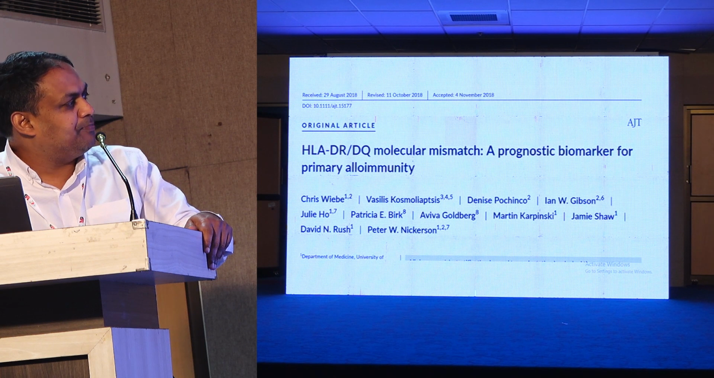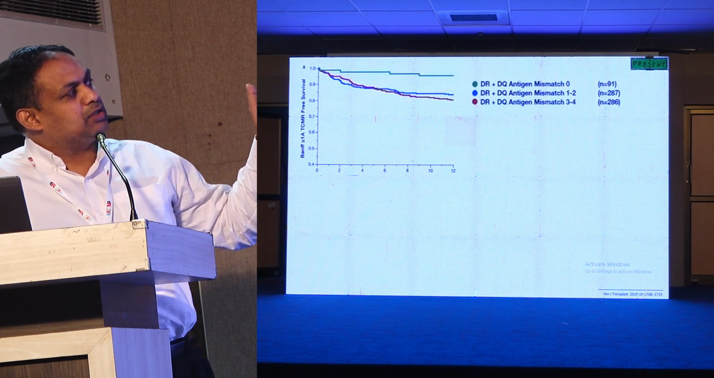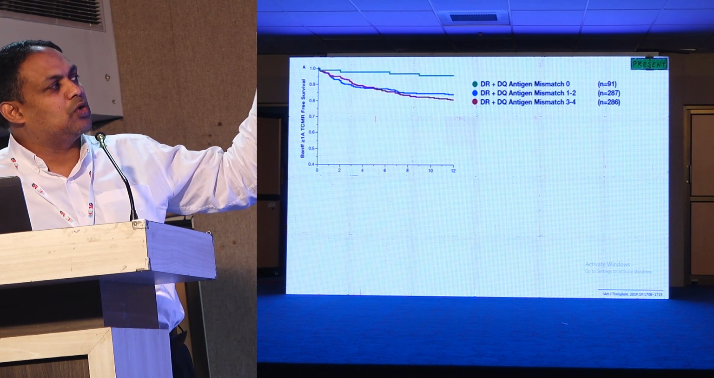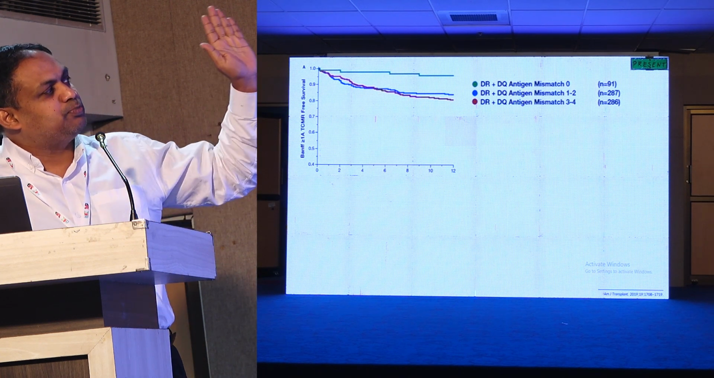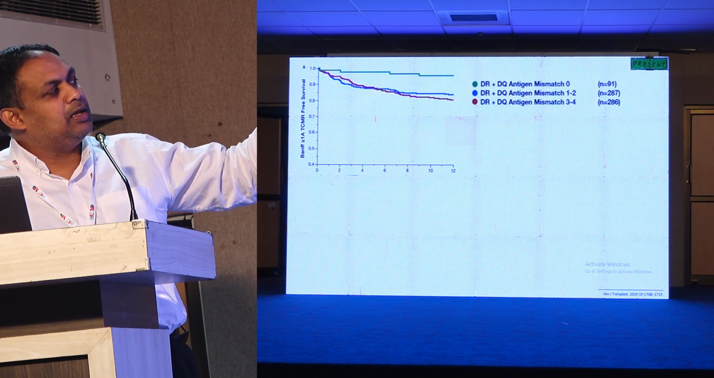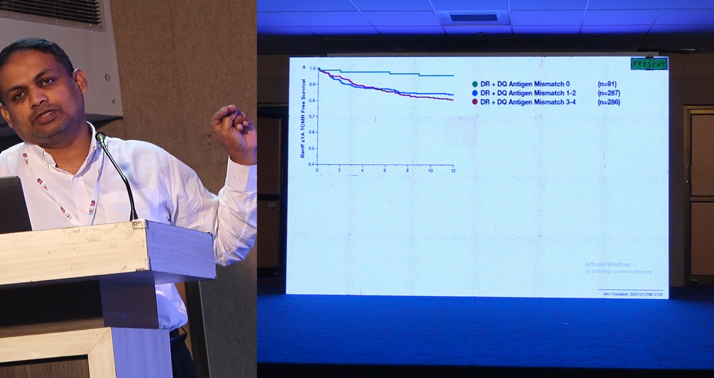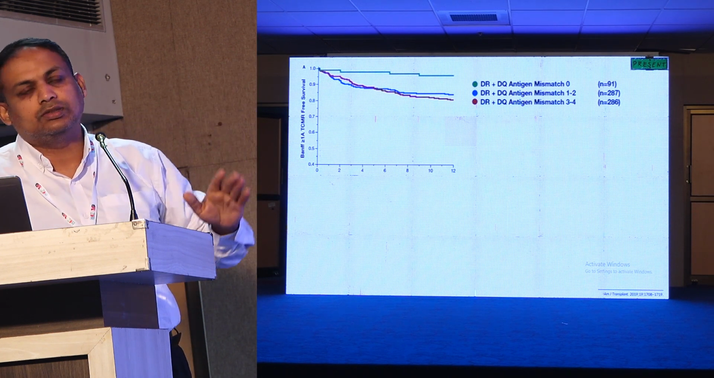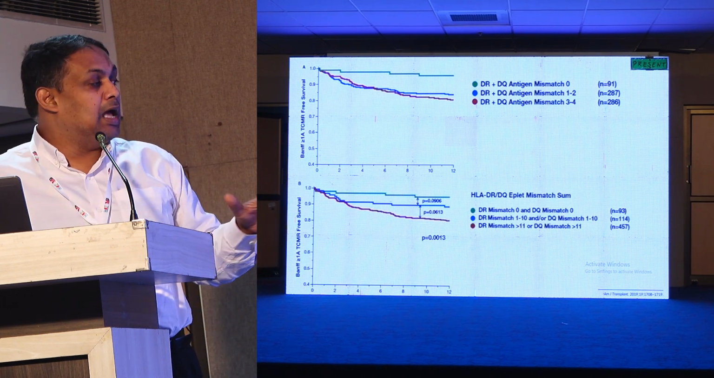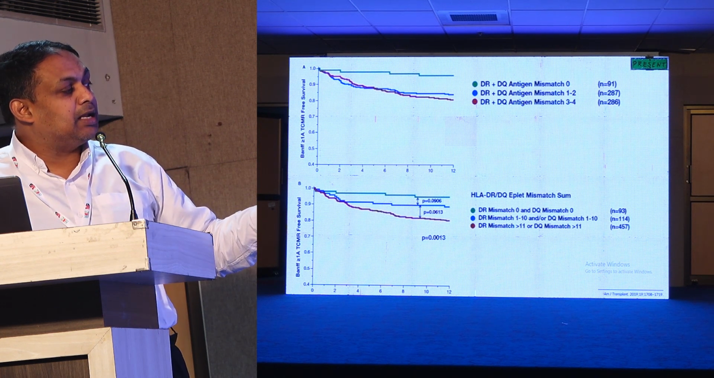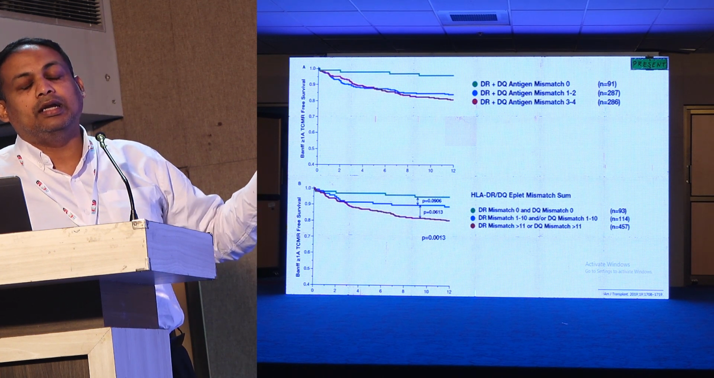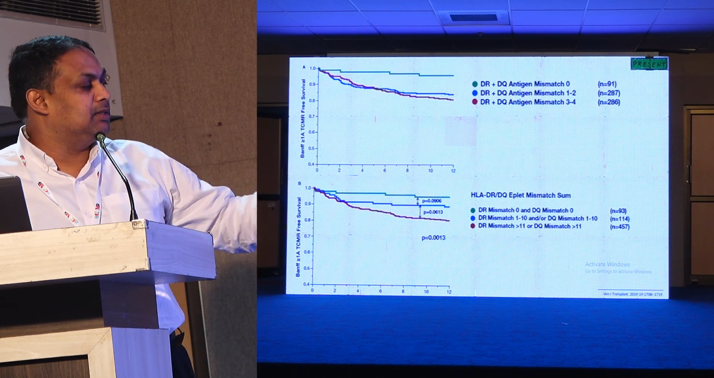This is from Manitoba. What they found is that when you look at the mismatch from 2 DRs and 2 DQs, you can have 0 to 4 mismatches. By looking only at antigen mismatches, they were not able to differentiate between the 1 to 2 mismatch and 3 to 4 mismatch groups. DR 0 mismatch is doing well. But when they converted it into the number of epitopes in their model, they found that more than 10 epitope mismatches did worse; the fewer the mismatches, the better was the outcome.